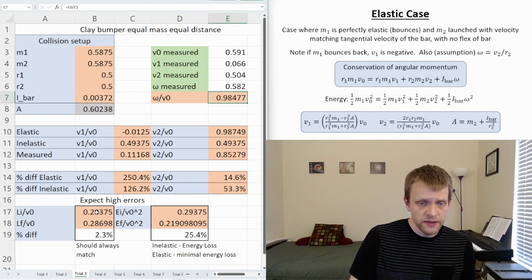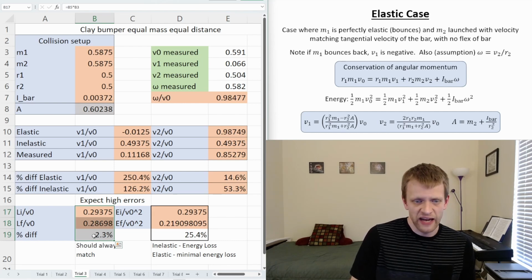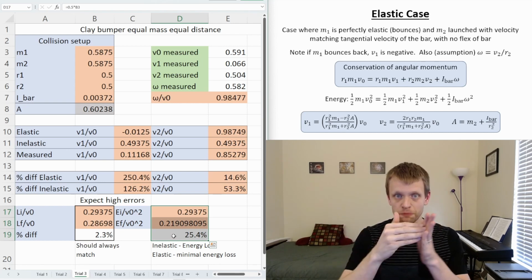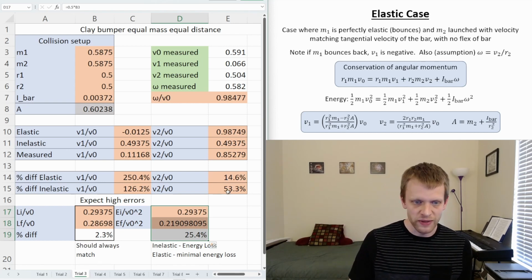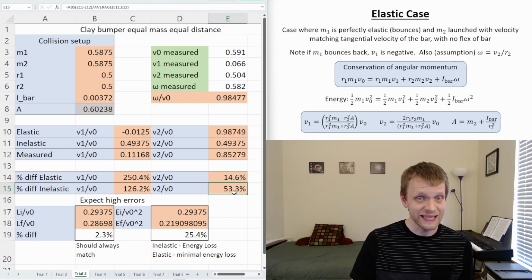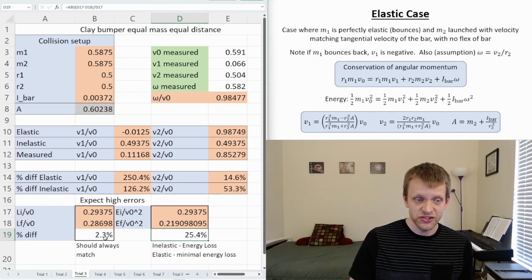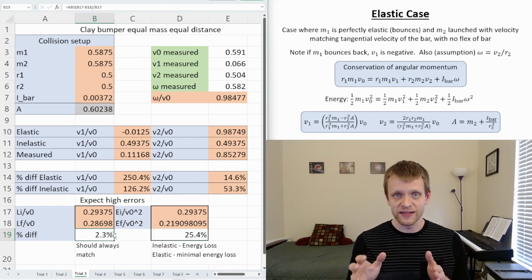Well, once again, our angular momentum is within 2.5% of each other. And in this case, since we were using the clay bumper, more kinetic energy was lost. The cart still bounced off of that clay bumper, so again, we're still not very close to that percent difference in the inelastic case, but we did lose more energy in this case, regardless of the fact that our angular momentum was still being conserved.